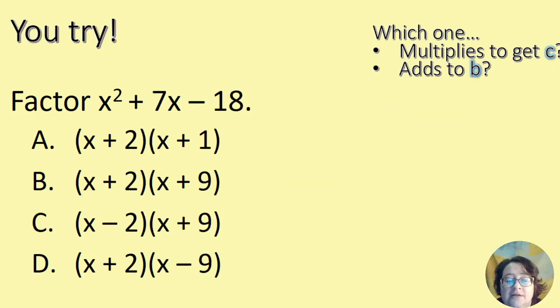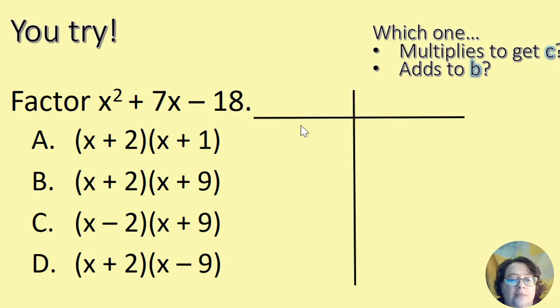You try one. Take a look at this one and try this here. Pause the video and hit play when you're ready to check your answer. All right, we should have our answer here for this last example. For our table, we should be drawing that out with our times and our plus. You need to multiply to get to negative 18 and add to positive 7.